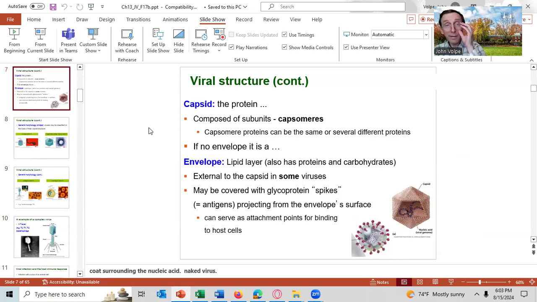If the virus has no envelope, it is called a naked virus. So this virus is a naked virus. If the virus has an envelope, it is called an enveloped virus. That is a lipid bilayer. It also has proteins and carbohydrates in it, but it's mainly a lipid bilayer. And the envelope will be external to the protein coat.